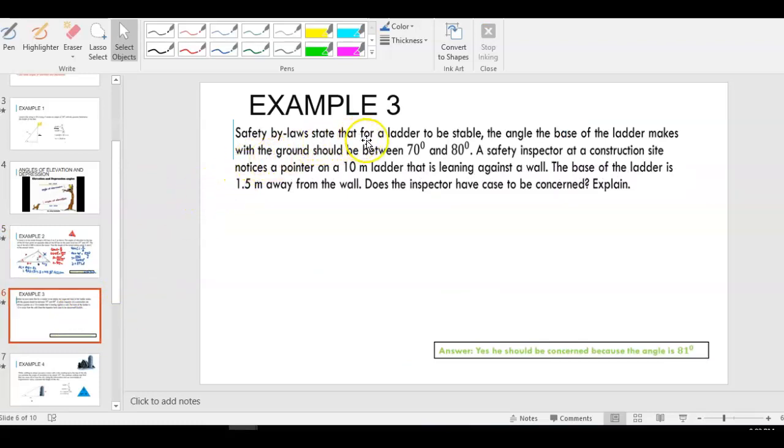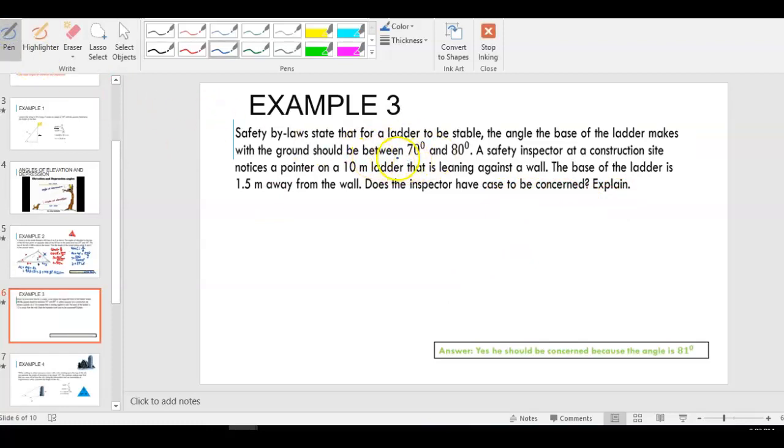Safety bylaws state for a ladder to be stable, the angle the base of the ladder makes with the ground should be between 70 degrees and 80 degrees. A safety inspector at a construction site noticed a 10-meter ladder that is leaning against the wall. The base of the ladder is 1.5 meters away from the wall. Does the inspector have a case to be concerned? Explain. Okay, so let's look what we have here.